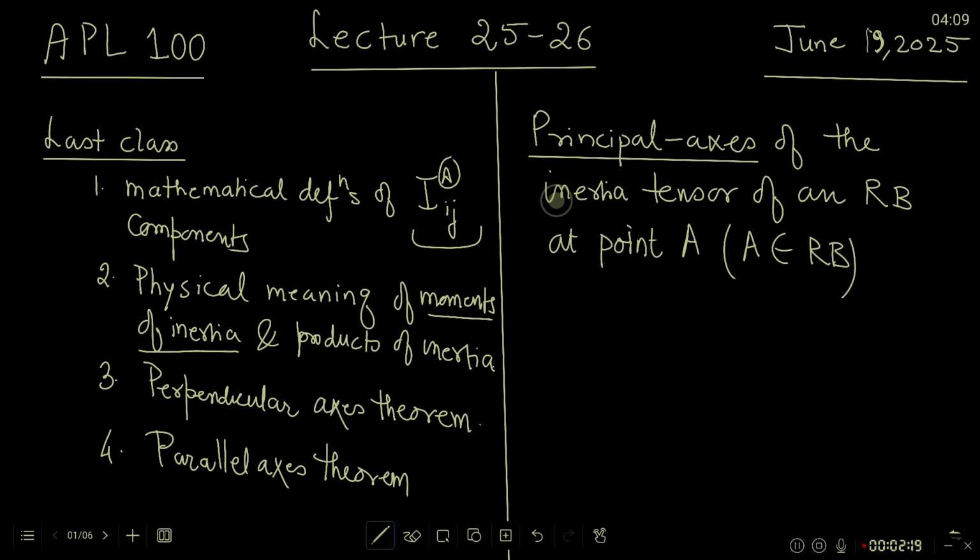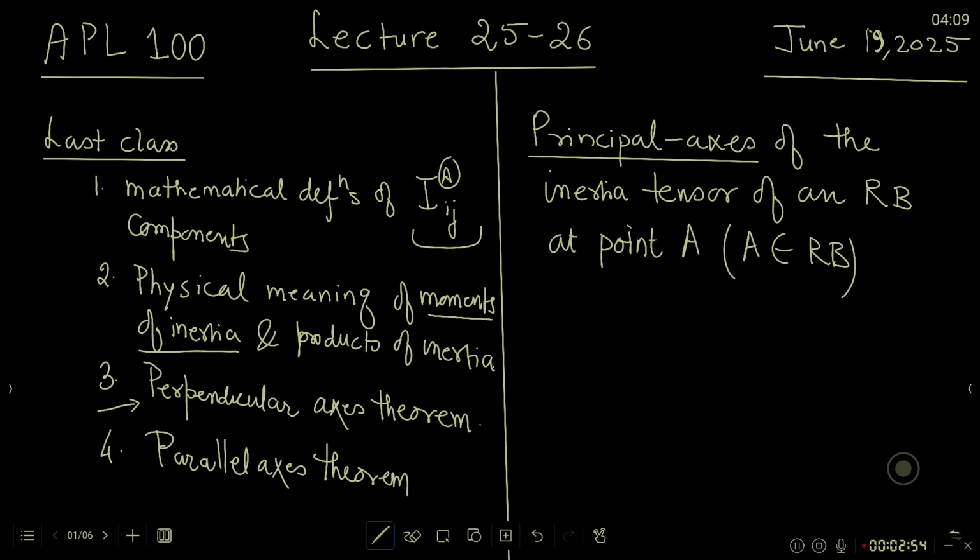Then what did we do? Then I showed you what is called the perpendicular axis theorem for the inertia tensor. I showed you the proof as well, and then I showed you the parallel axis theorem. That also I proved in the last class. Okay, so these are the topics we covered.